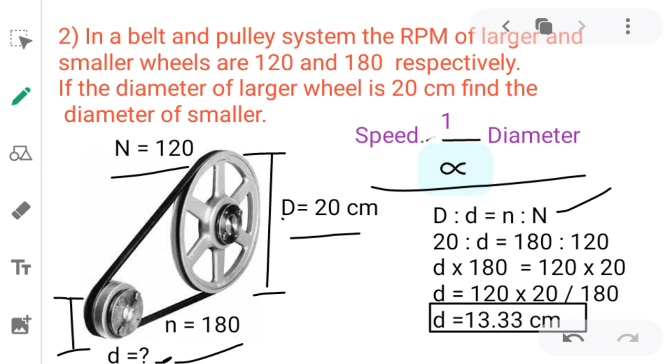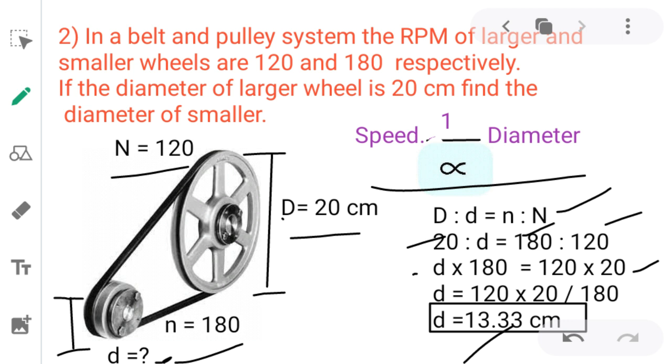So capital D is 20, small d we have to be calculated, and small n is 180 and capital N is 120. Just multiply the extremes, that is 180 into d becomes d into 180. Keep it in the left hand side of the equation because d is unknown, and 20 into 120, keep it in the right hand side. Then diameter of the smaller wheel, by simple calculation we get 13.33 centimeter.